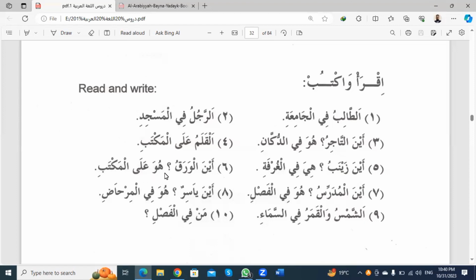Got it? Yes. أين المدرس? Where is the teacher? هو في الفصل. He is in the class. أين ياسر? Where is Yasir? هو في المرحاض. He is in the toilet. الشمس والقمر في السماء. The sun and the moon is in the sky.